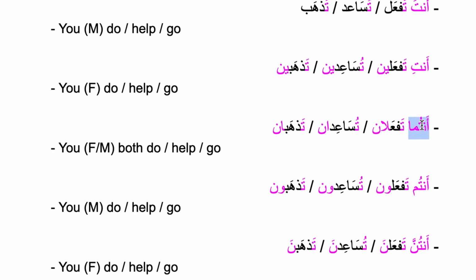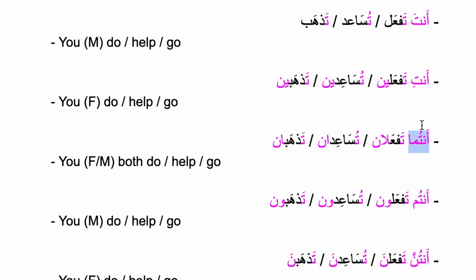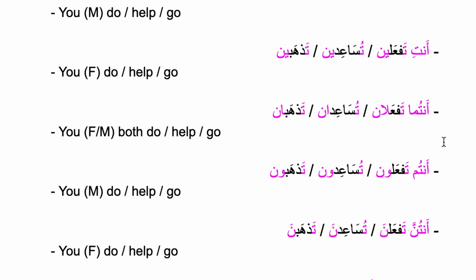The next example, antuma, also means you, but for both female and male, also for both of you, so a dual. Taf'alan, taf'alan, and it means you both do. And the prefix of antuma is ta, and the suffix is alif and nun. The second example, tusa'idan, tusa'idan, and it means you help. The third example, tadhhaban, tadhhaban, and it means you both go for dual female or male.